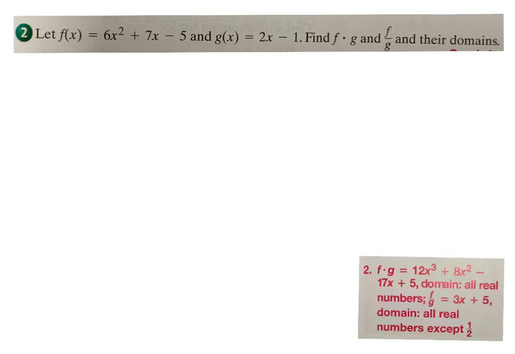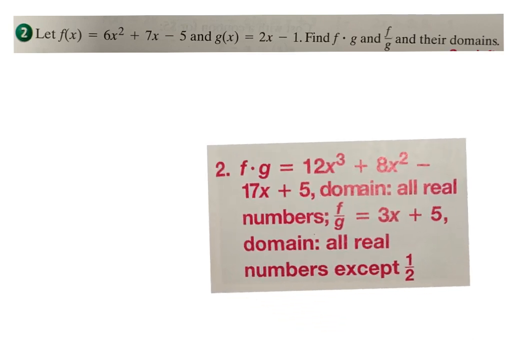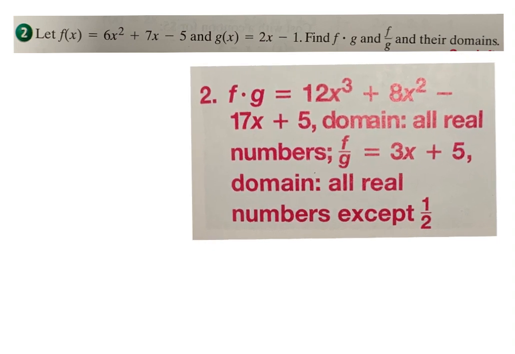That's a limitation. So multiplication, you should have distributed your 2x and your -1 through and then combined any like terms. You would have gotten 12x cubed plus 8x minus 17x plus 5. All real numbers is your domain there. For f of g, we'll make it bigger so you can see it. It would simplify to 3x plus 5, but before you simplified it, your denominator had an exception of 1/2. Domain cannot be 1/2.